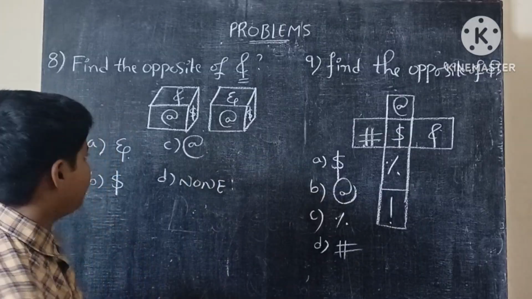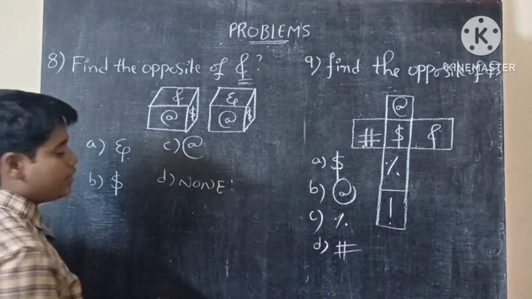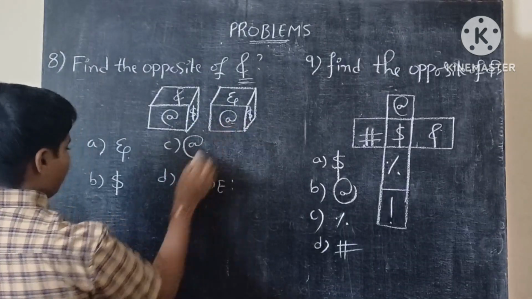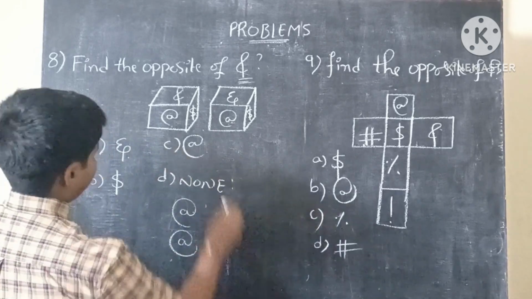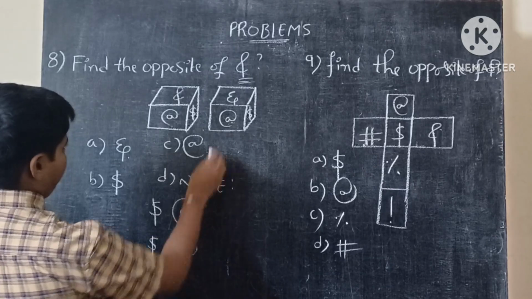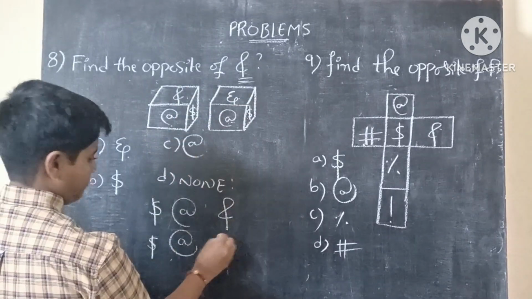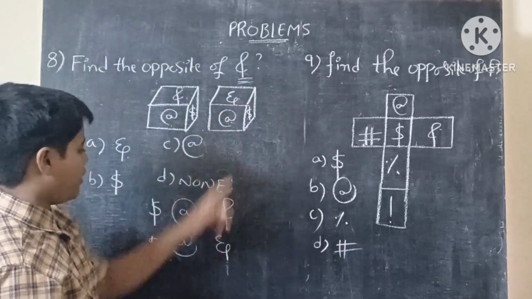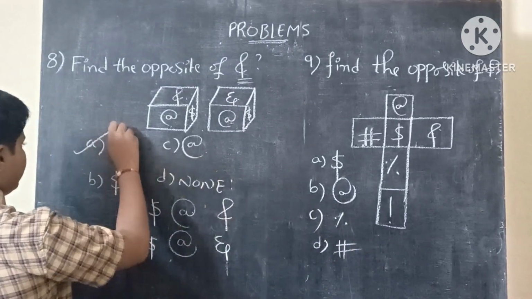Okay, if you see the 8th question, find the opposite of this symbol. First we have to take the common symbols, and at the rate is the common. So write at the rate, and before going to at the rate, dollar symbol is the common. So dollar dollar, and write the clockwise symbols. Here this symbol, and here this symbol. They are asking to find the opposite of this symbol. Opposite of this symbol is this. So here option A is the correct answer.